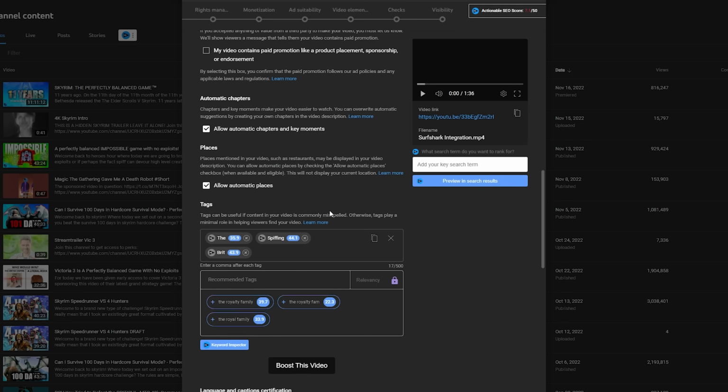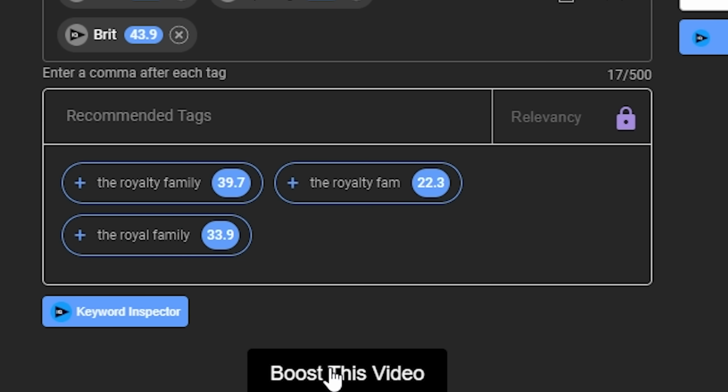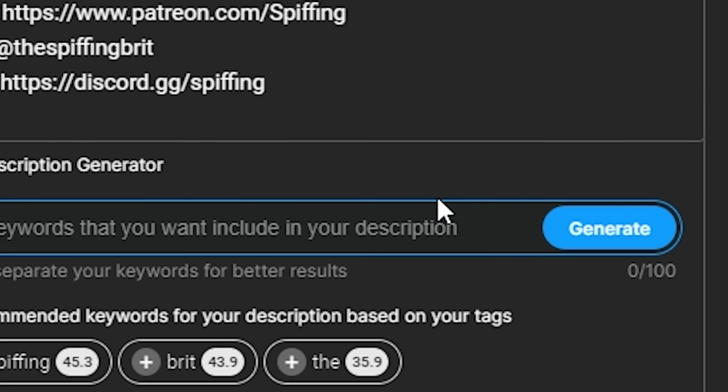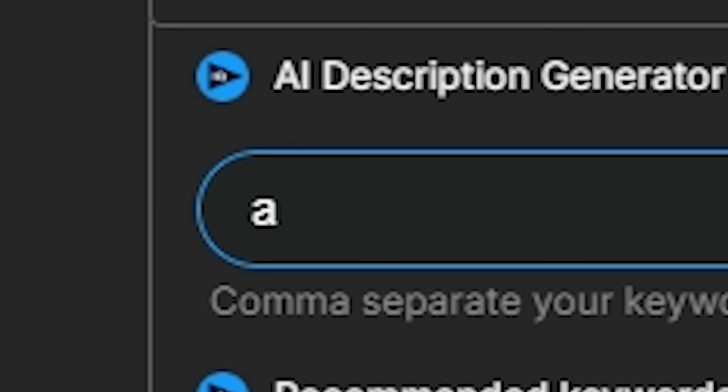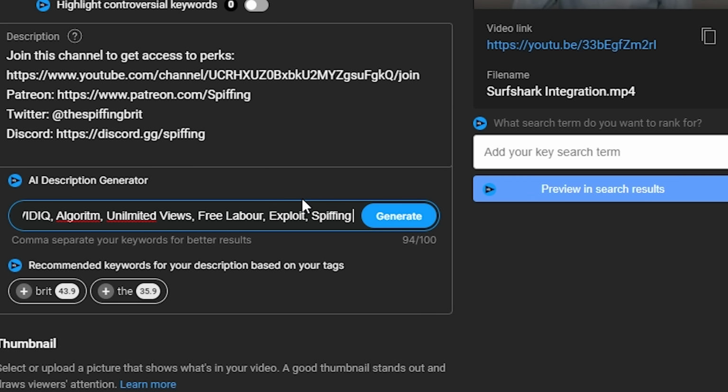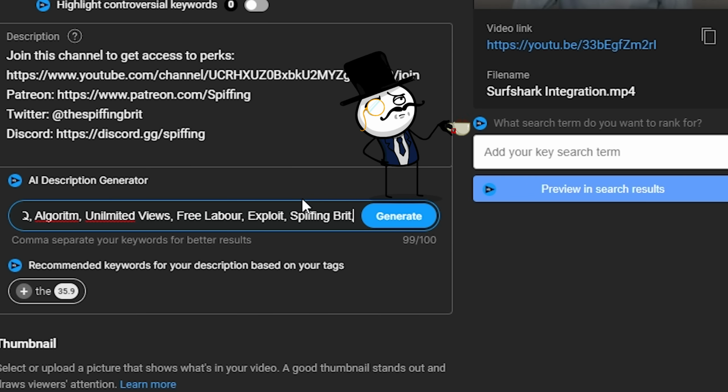So let's begin by generating ourselves some tags. First I'm going to do the description and put in all of the tags that I know will help boost this video. So we're going to put in AI as a tag. We're then going to put in YouTube exploit. We can then put in YouTube itself, VidIQ, algorithm, unlimited views, free labor, oh that's my favorite, exploit, and finally Spiffing Brit. Yes, that's right, I can put myself in here.